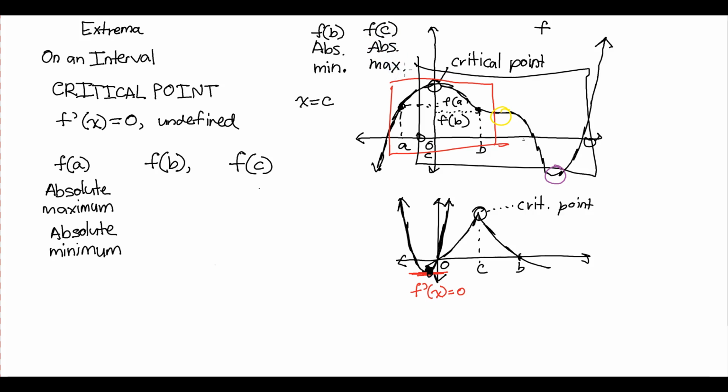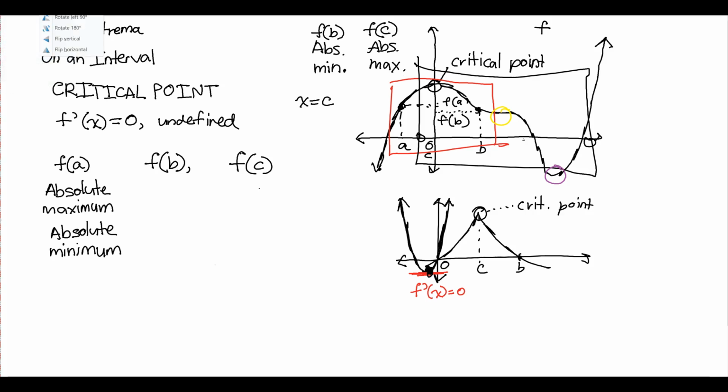And f of A is unfortunately nothing. It's just right in the middle. So f of B is our absolute minimum. F of C is our absolute maximum. I accidentally said relative minimum and relative maximum earlier, and that is what we'll be covering up next.